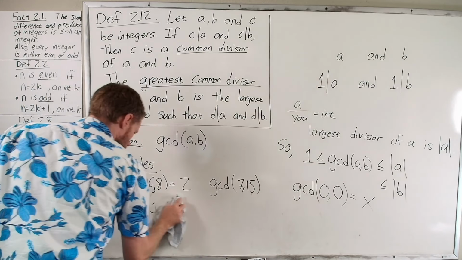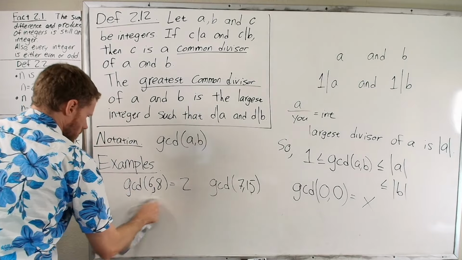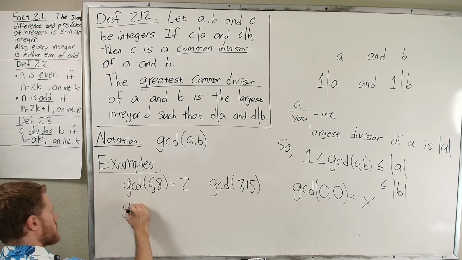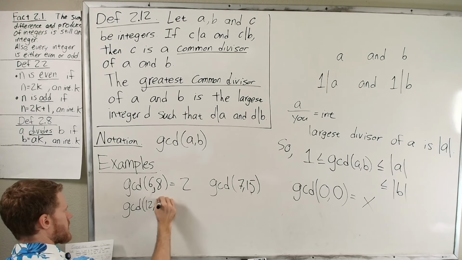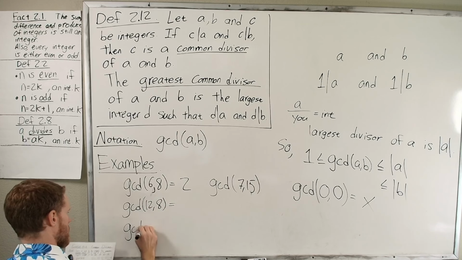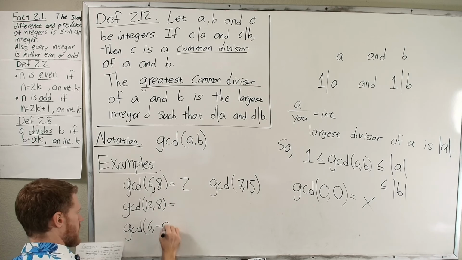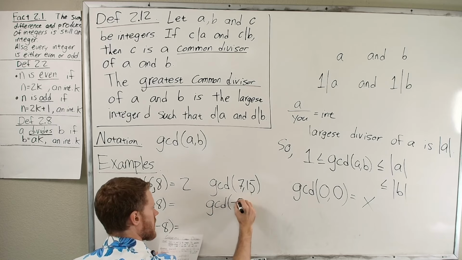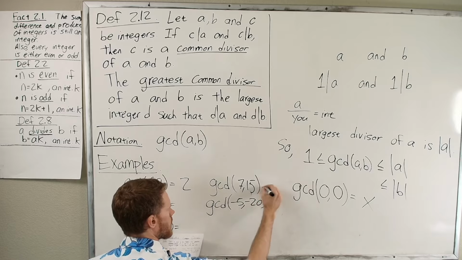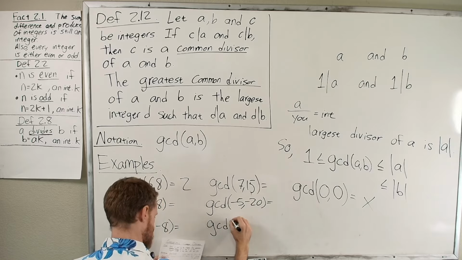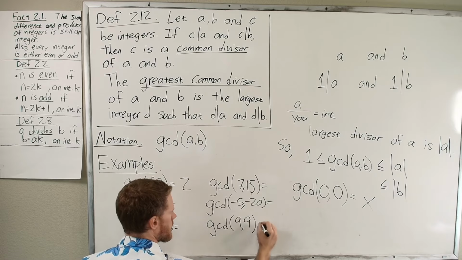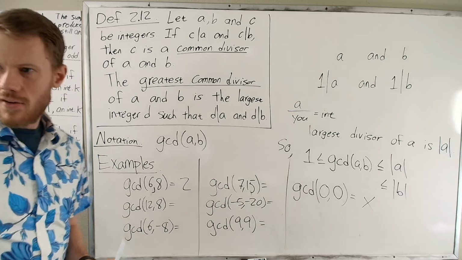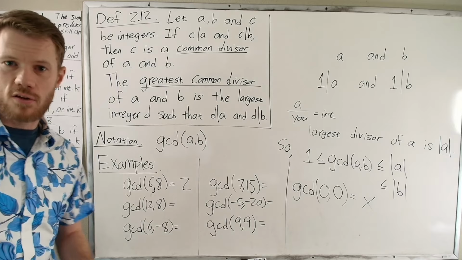Let me erase. Let me write 4 more. GCD of 12 and 8. Of 6 and -8. Of -5 and -20. And finally, GCD of 9 and 9. Okay. So go and pause the video and try to come up with an answer for each of these.